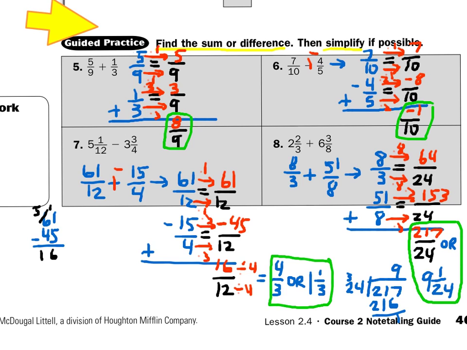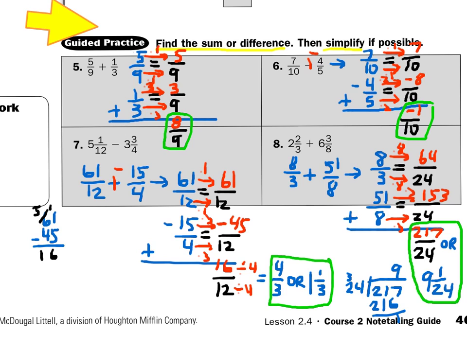And now grab your red and do a zippy. 9 goes into 9 once. 5 times 1 gives me 5, and I put that on top. Go to the 3. 3 goes into 9 3 times. 1 times 3 gives me 3, and I put that on top. 5 plus 3 is 8, so I have my fraction 8 over 9, and I box my answer.